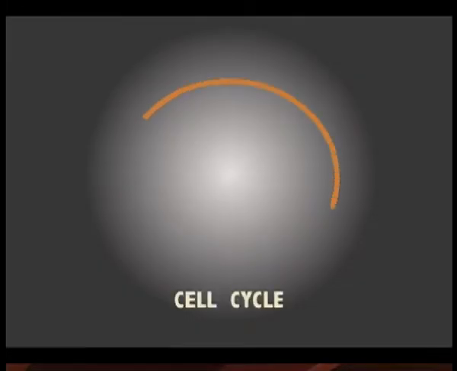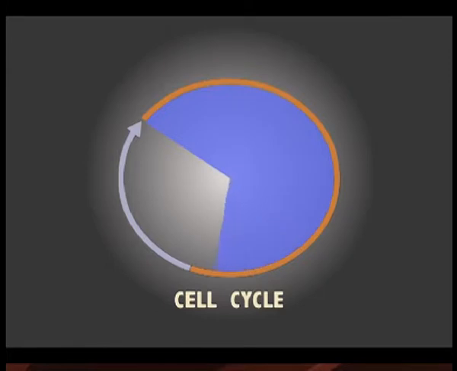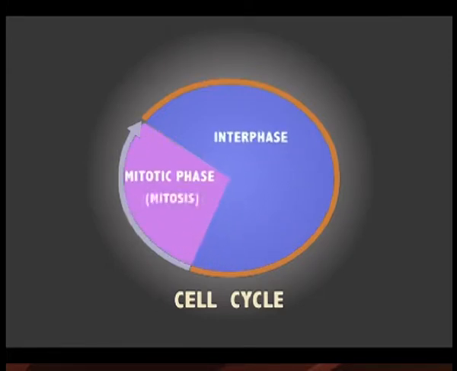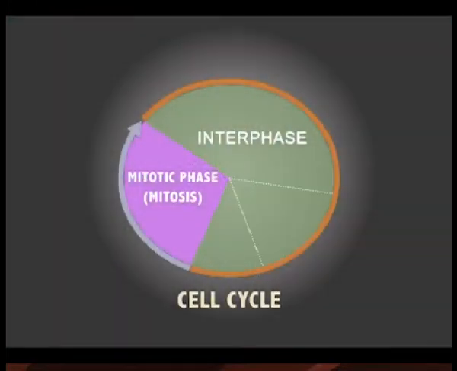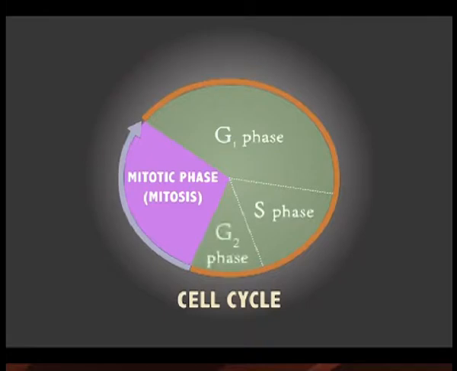So in this connection, we can look at certain phases of the cell cycle. The cell cycle is completed in two major phases. Number 1, interphase, and number 2, mitotic phase. The interphase is completed again in the following steps: G1 phase, S phase, and G2 phase.